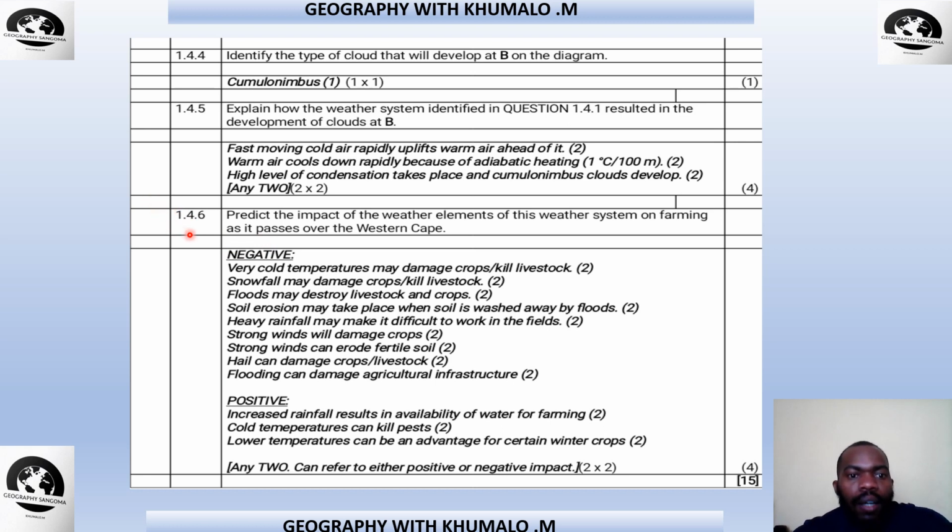Now 1.4.6: predict the impact of the weather elements of this weather system on farming as it passes over Western Cape. Now grade 12, I want you to understand something here: they didn't say whether it is a positive or negative impact. So this question was open so that you can write negative and positive. But I told you in the previous lessons that we only have what? The mid-latitude cyclone having the positive and the negative.